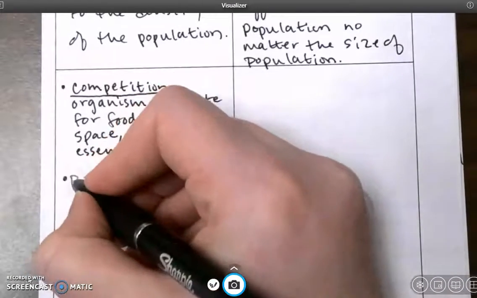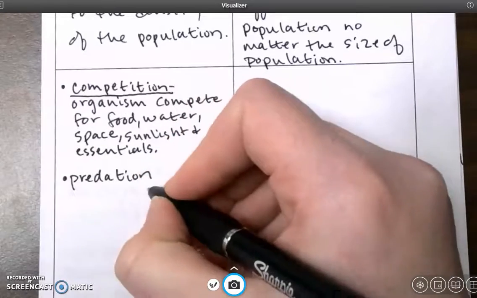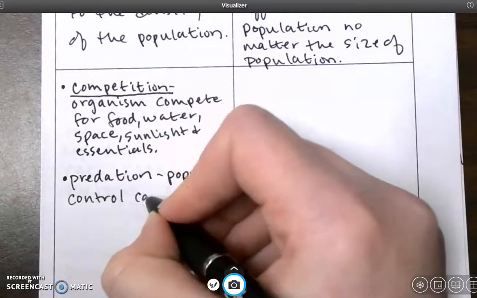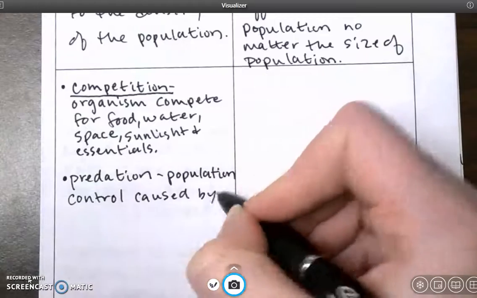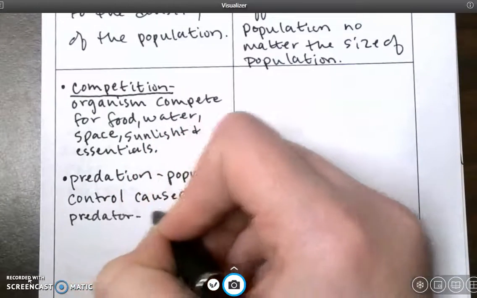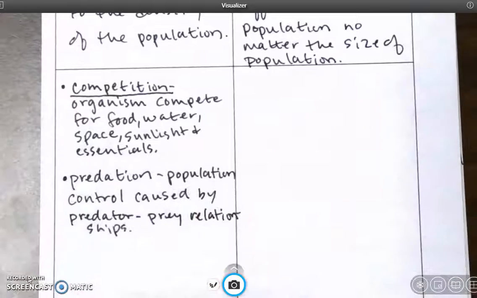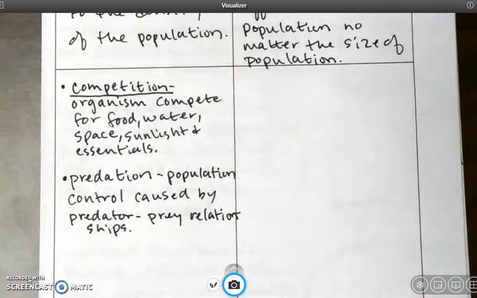Our next factor, predation. Predation is population control caused by predator-prey relationships. If I increase the number of moths in my area, my number of bats is going to increase because there's more food. The bats are eating more, they're reproducing more, so they increase in numbers. As the bats increase in number, they're going to eat more of the moths, and then the population of the moth is going to go down. We're going to do some worksheets to show how this happens over time.